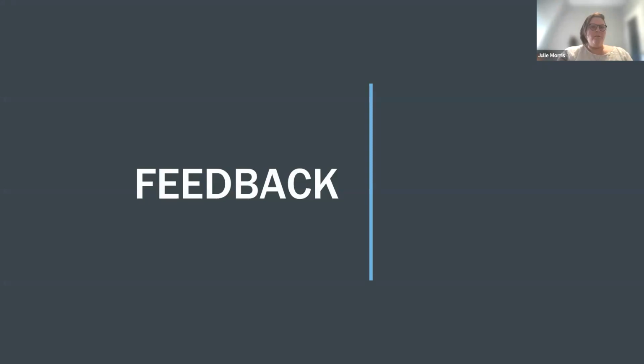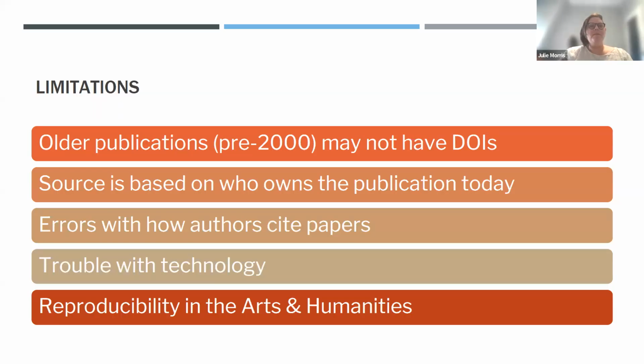Now, what did I learn from doing this exercise? Some of the limitations I faced were that some older publications didn't have DOIs, which made it difficult to get some of the metadata associated with those journal citations. Another limitation was the source may have changed. So which publisher is publishing a journal might have changed over time. So we only have sort of a snapshot view.